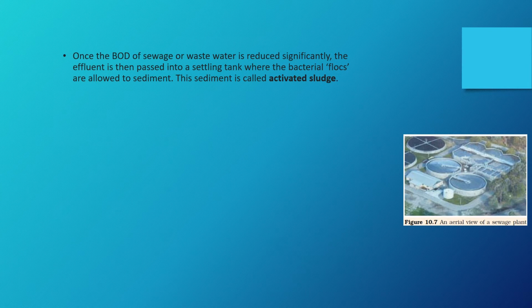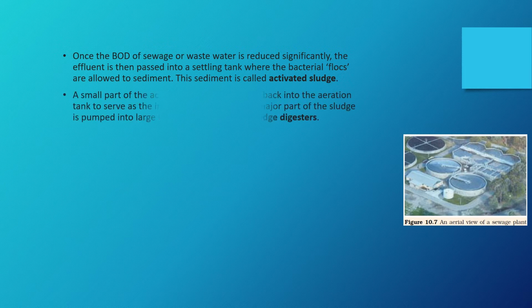Once the BOD of sewage or wastewater is reduced significantly, the effluent is then passed into a settling tank where the bacterial flocs are allowed to sediment. This sediment is called activated sludge. A small part of the activated sludge is pumped back into the aeration tank to serve as the inoculum. The remaining major part of the sludge is pumped into large tanks called anaerobic sludge digesters.